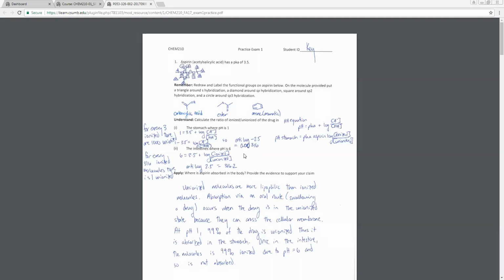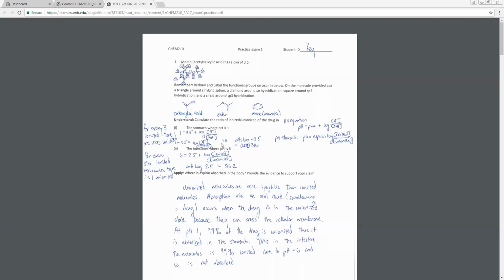And then if we do that for the intestines, that's the anti-log of 2.5, or 316. So if I think about these two numbers in terms of ratios, if I wanted to convert this into a fraction, 316 divided by 1,000, that's how I would get this decimal. So essentially that means that for every 316 conjugate bases, or A minus, I have 1,000 acids, or HA. I'm going to do the same thing for the intestines, except now, because this is a whole number, it's 316. That means that I have 316 ionized compared to 1 unionized.